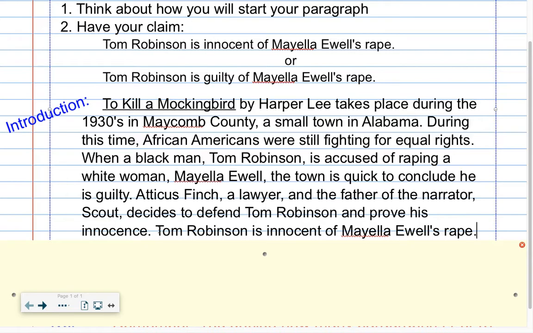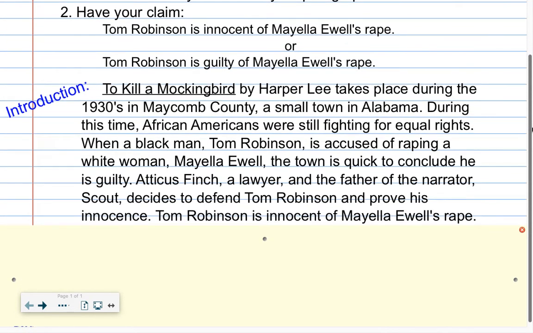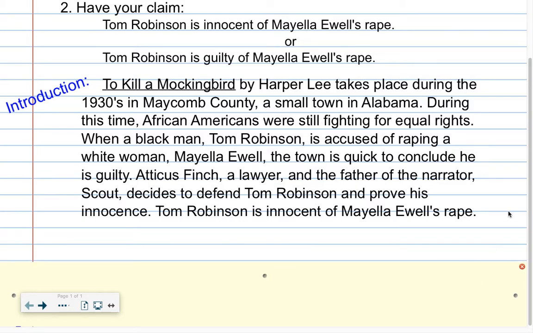And now I have my claim, and I could leave my introduction as it is. Again, yours will probably be a little bit more intricate and more detailed. I'm keeping this general for the purpose of an example. So once I have my introduction, the next thing that you're going to do is begin to work on your body paragraphs.